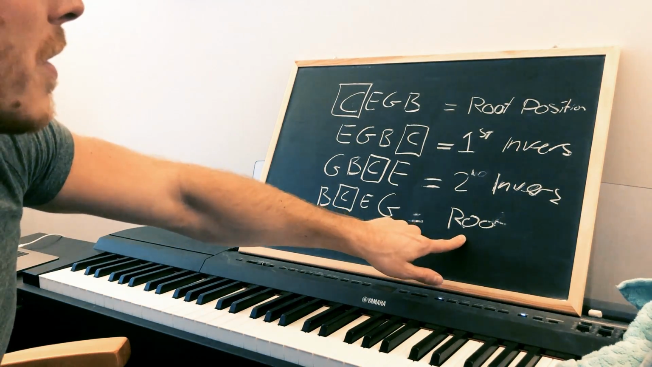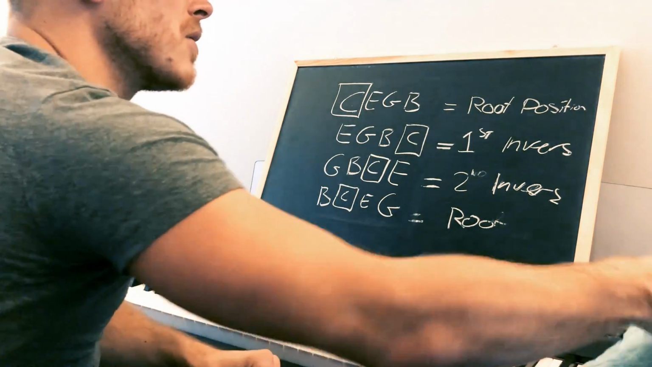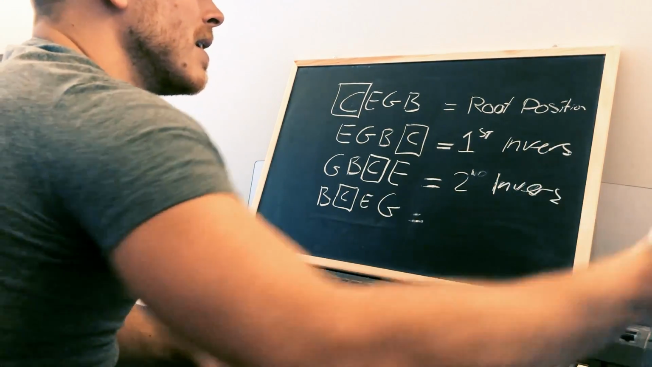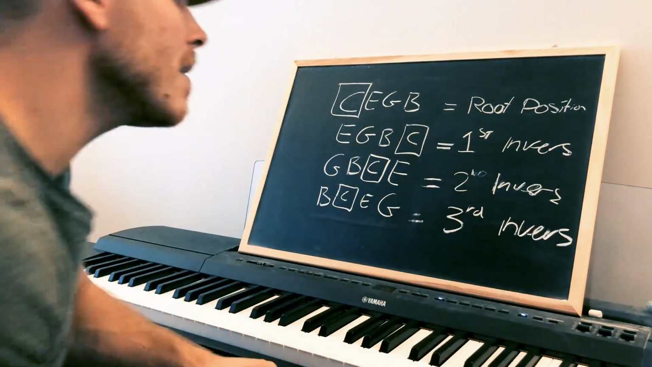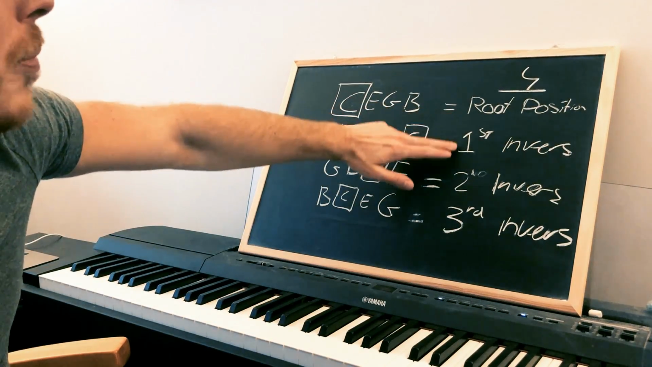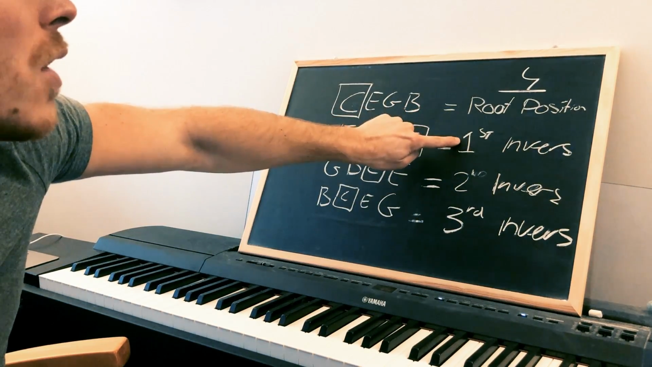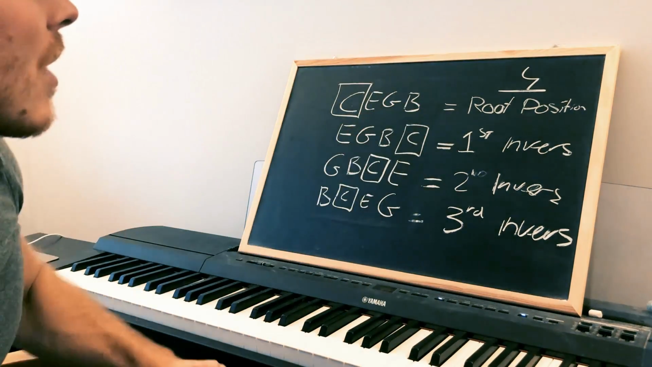Now, does this one look like this one? No, it doesn't. So therefore, this isn't the root. This is actually the third inversion. Okay? So if we have four notes in the chord, we have four positions possible. Root, first inversion, second inversion, and third inversion. And that is how inversions work.